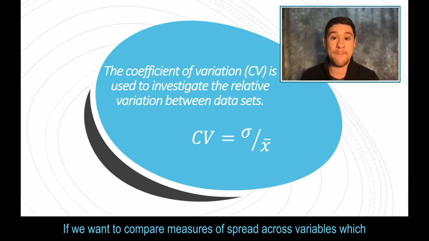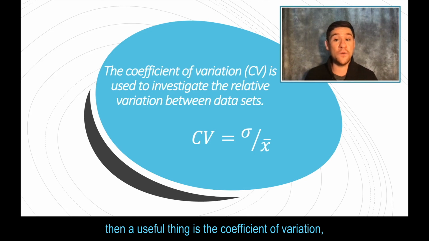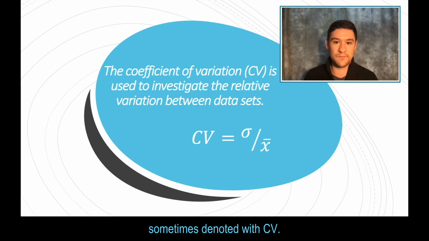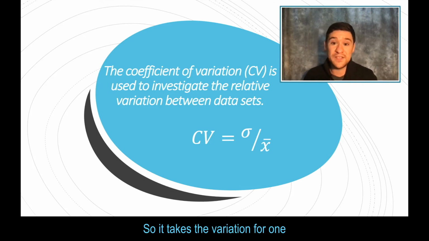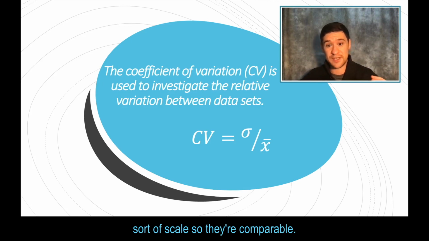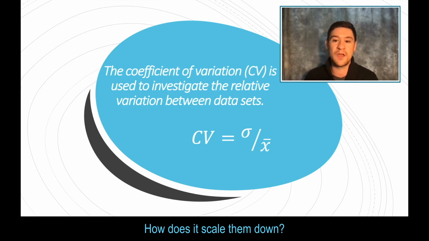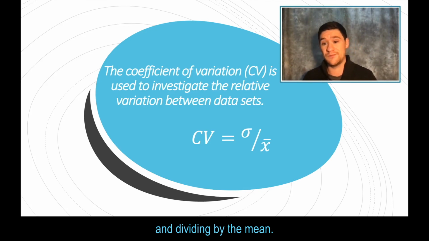If we want to compare measures of spread across variables which are on different scales, then a useful thing is the coefficient of variation, sometimes denoted with CV. And it lets us compare relative variation. So it takes the variation for one set and the variation of another and scales them down to the same sort of scale so that they're comparable. How does it scale them down? Well, all we are doing is taking the standard deviation and dividing by the mean.